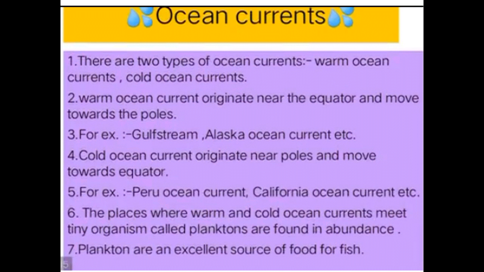Cold ocean currents originate near poles and move towards equator. Peru ocean current, California ocean current are the examples of cold ocean current. Cold ocean currents decrease the temperature of that area. The places where warm and cold ocean currents meet, tiny organisms called planktons are found in abundance. Plankton are an excellent source of food for fish.